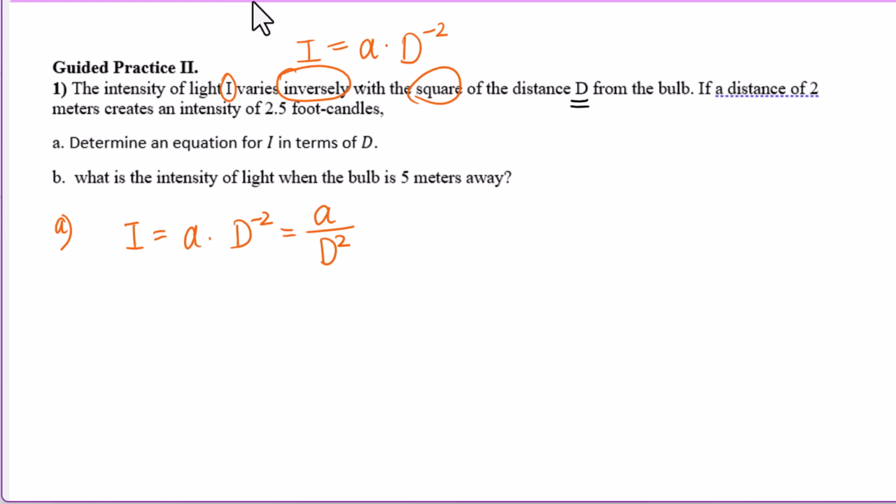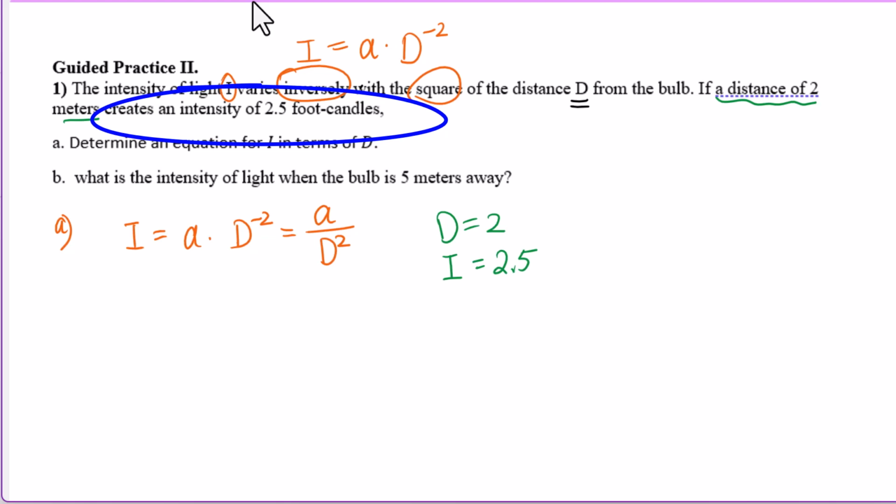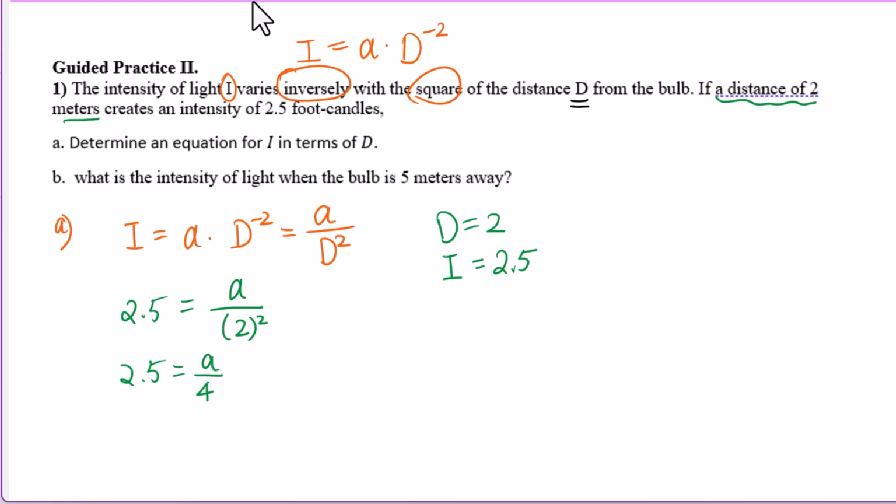We are given a distance of 2 meters, d equals 2, creates an intensity of 2.5 foot candles. So we substitute the values for d and I. I is 2.5 equals a over d squared. D squared is 2 squared. 2.5 equals a over 4.